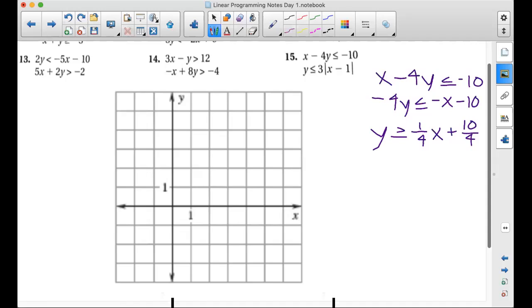So now we can go ahead and graph. Let's go ahead and graph the one we just made. So our y-intercept is 10 divided by 4. That's about 2.5. Plug it in your calculator. So there's our y-intercept, and our slope is 1/4. So I can go up 1 to the middle in here. 1, 2, 3, 4. And then we can draw a line through.